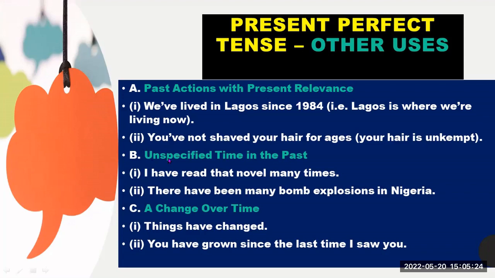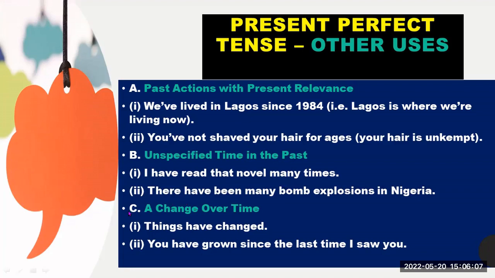Then another use is unspecified time in the past. We earlier talked about that, but let's look at other examples. Example: I have read that novel many times. The action of reading the novel occurred in the past, but the time is unspecified. Then another example, there have been many bomb explosions in Nigeria. We cannot place our finger on the specific time when each explosion occurred, but we know that these explosions happened in the past.